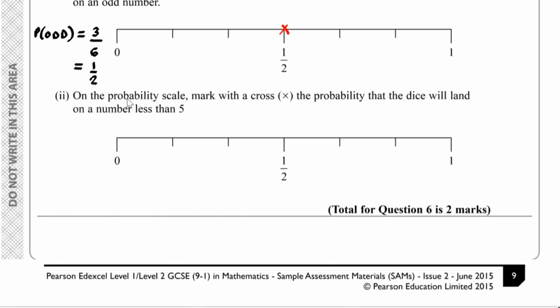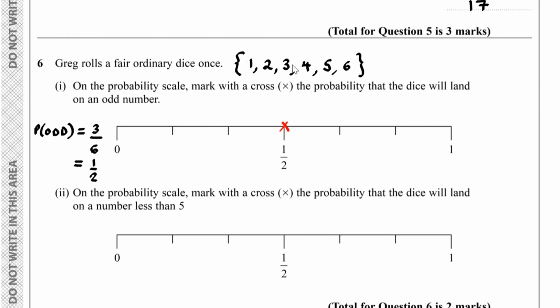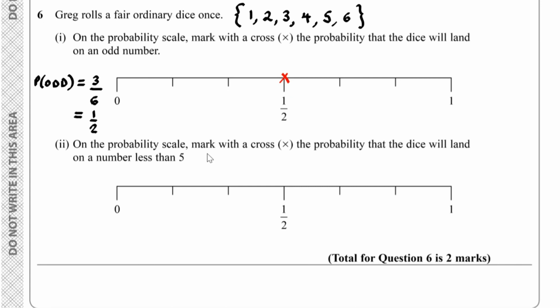For the next part, we have to mark with a cross the probability that the dice will land on a number less than 5. Well, we've got 1, 2, 3, 4 numbers which are less than 5, and 6 numbers in total. So therefore the probability that the number is less than 5 is equal to 4 out of 6, and we put a cross over here.